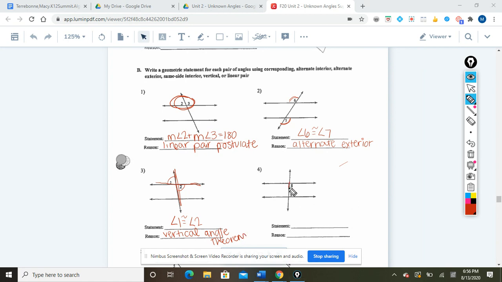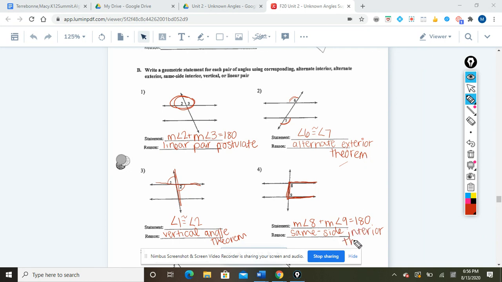Okay, for number 4, these guys are not congruent. Instead, they are supplementary. So we're going to say the measure of angle 8 plus the measure of angle 9 should equal 180. And these are same side. They're on the same side of the transversal. Interior, they're inside those parallel lines. And a lot of times when it's the angle type, I should have written it up here, they put theorem after.